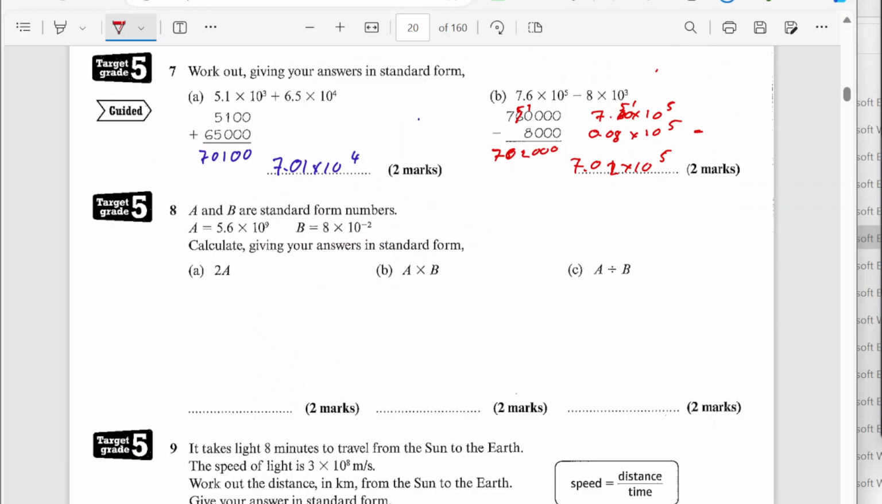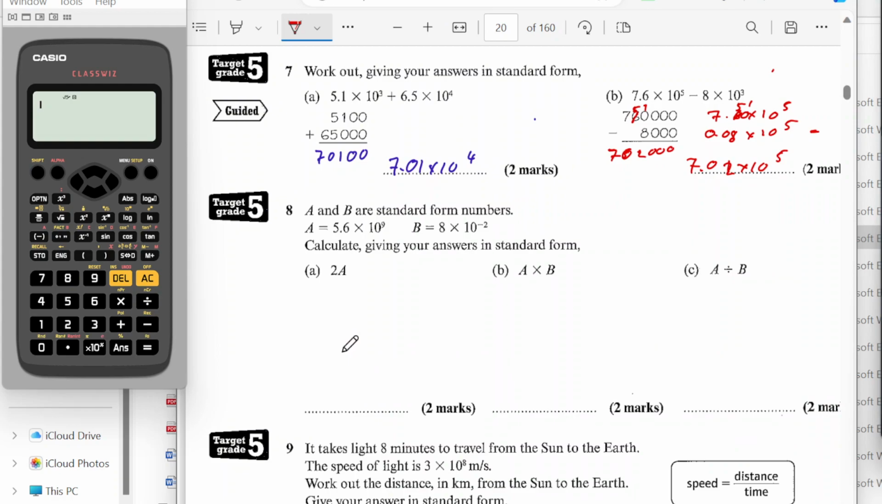Okay, question 8, A and B are in standard form. A is this, B is this. Calculate, giving your answer in standard form, 2 lots of A. So in effect, I'm doing this one times by itself. I am going to use a calculator for this, so let me just bring up my calculator.